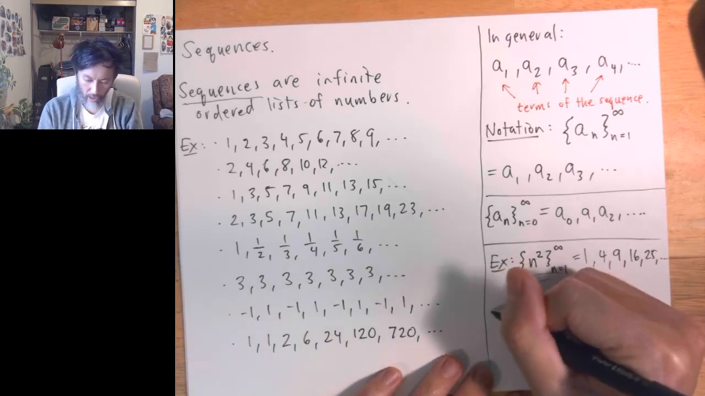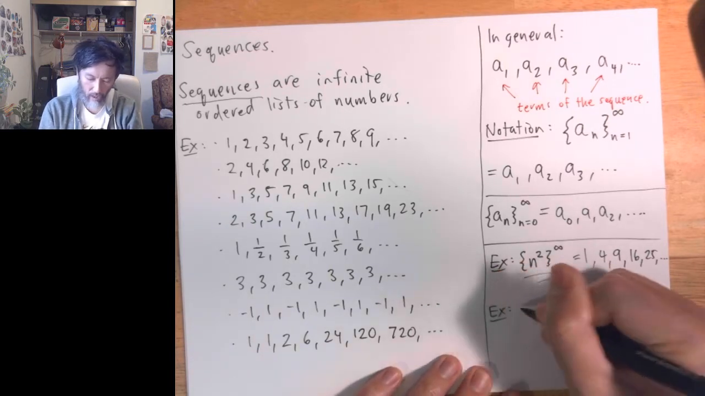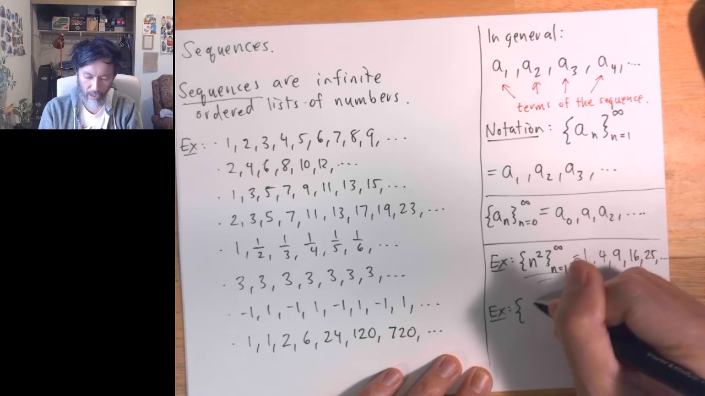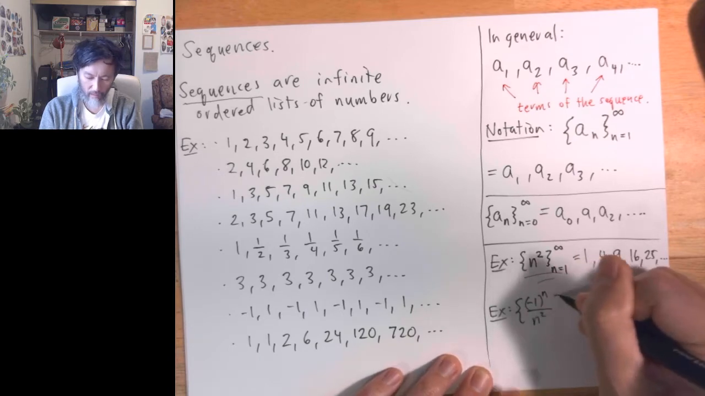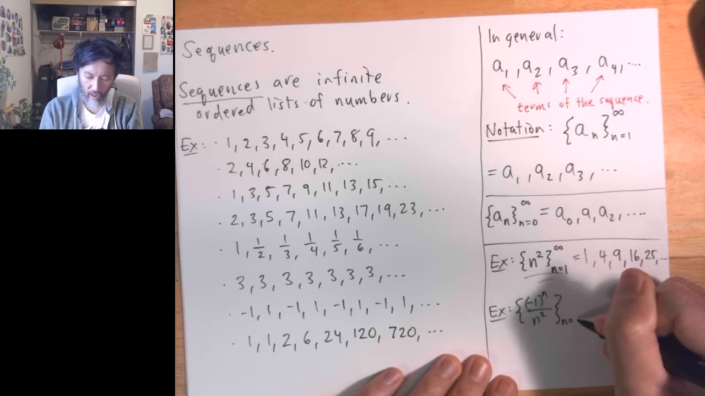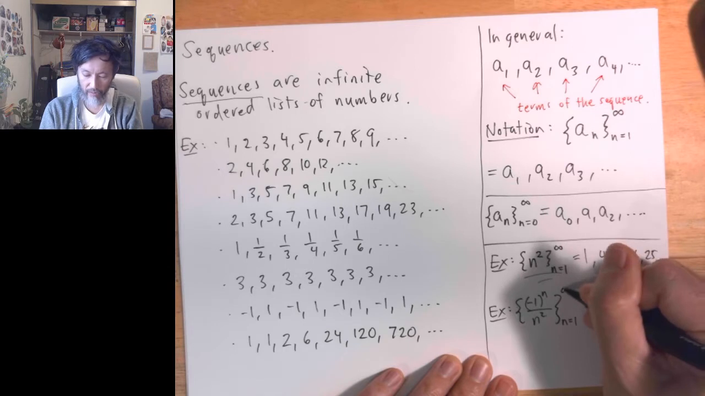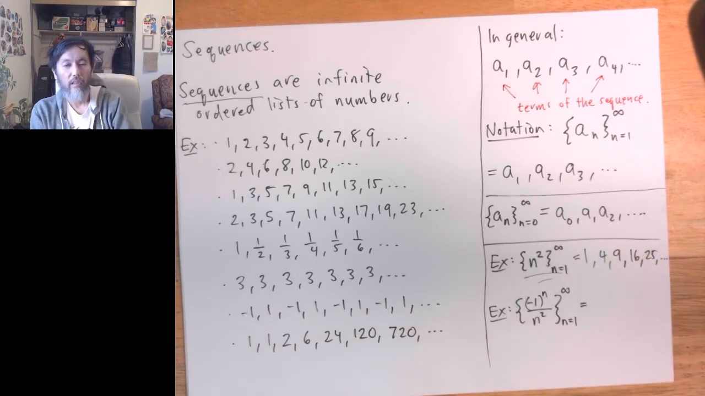You could also have, for example, something like, how about if we look at (-1)^n over n squared. Let's start n now at 1 and run to infinity. This might look weird.